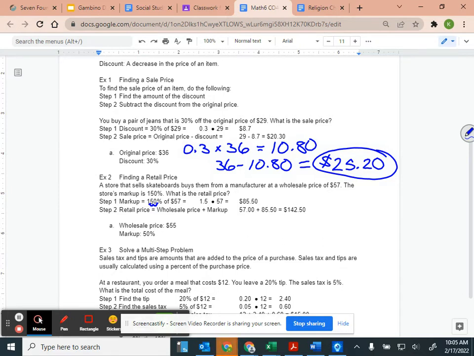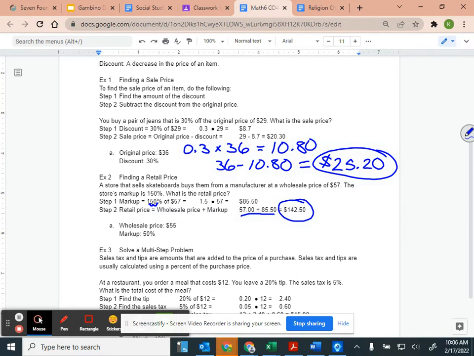Is that what the store is going to sell it for? Why not, Landon? Well, because you have to add the markup price. Oh, because that's the percent of increase. 150% is $85.50. That's the profit they want to make. So in order to get that, we have to add it to our original price. The retail price then is going to be $142.50. So when you buy that skateboard for $142.50, the store makes $85.50 in profit.